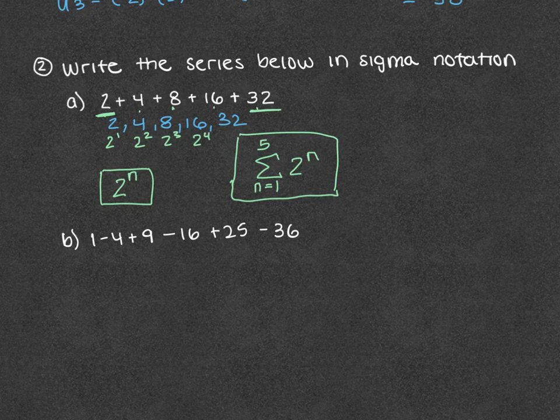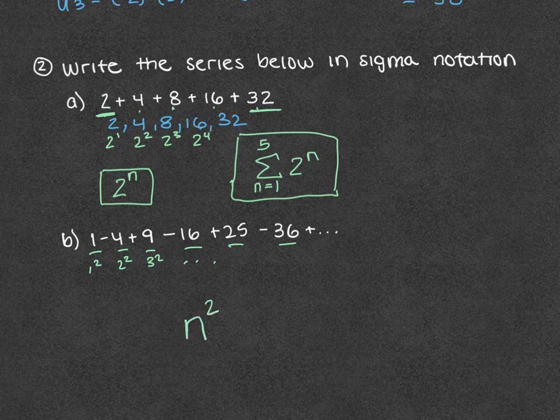So before we start this one, I'm actually going to make this one infinite. I'm going to make it go on forever, just so we have a different example. Okay, so in this one, I'm going to ignore the signs to start with. I see a 1, 4, 9, 16, 25. These all should stand out to you as perfect squares. So this is 1 squared, 2 squared, 3 squared, etc. So that part would just be whatever term it is, so n squared.